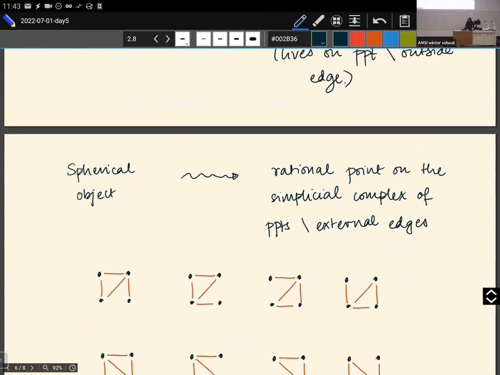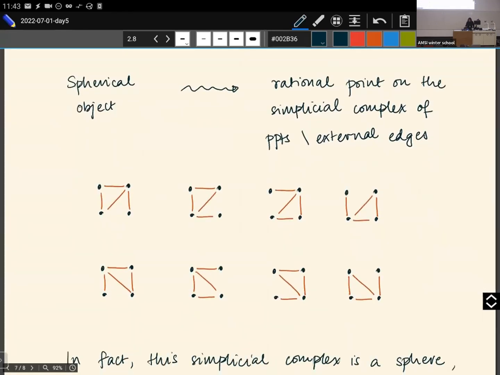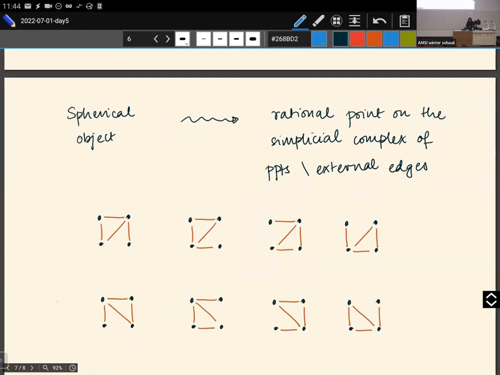Okay, so here's a picture. My configuration here is 4 points in a square. If I draw all of the possible PPTs minus outside edges, I get 8 different possibilities. So these are my maximal simplices. And how do you create an abstract simplicial complex out of something like this? Well, this one has 4 edges, and this one has 4 edges. If I intersect these two, I look at the common edges. So this gives me a set of 4 elements, namely the 4 edges, which gives me a 3-dimensional simplex.